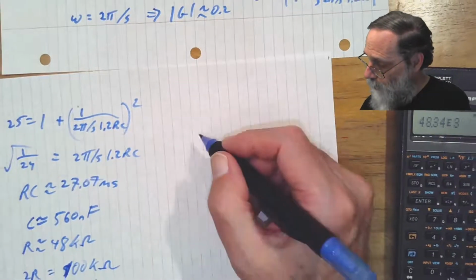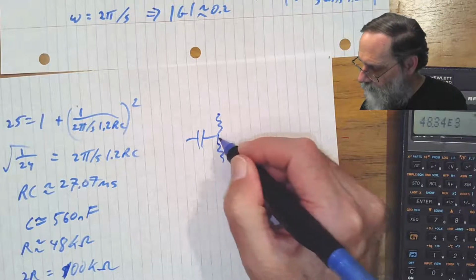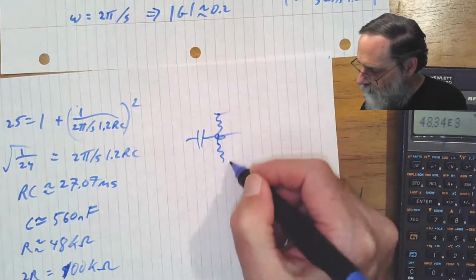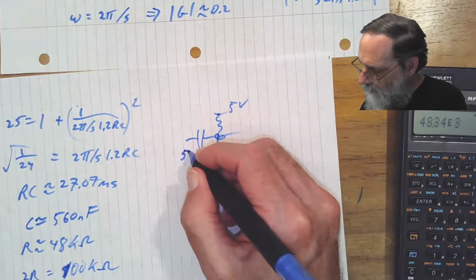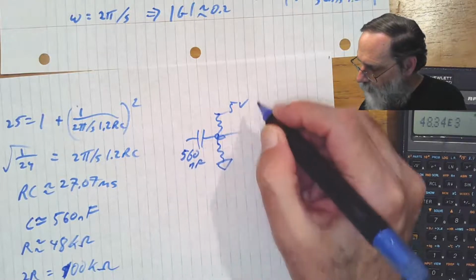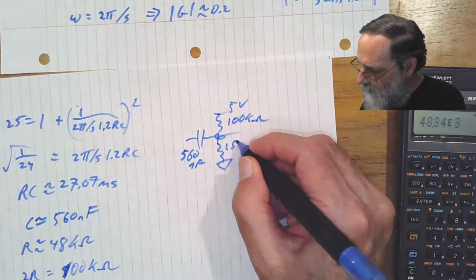So what's our circuit at this point? We've got 5 volts up here. We have 560 nanofarads here. We've got 100k ohms here, and we have 150k ohms here.